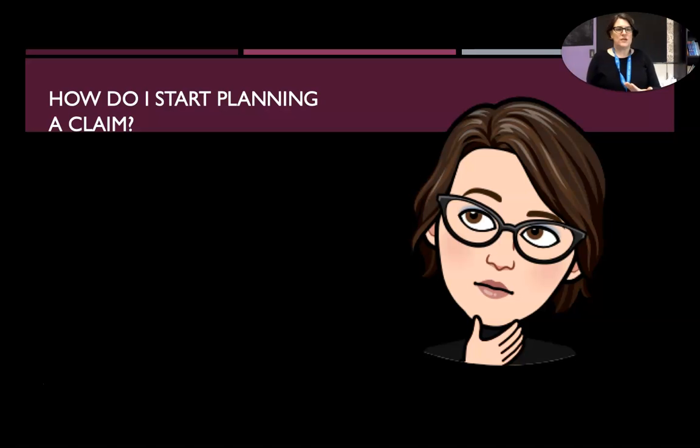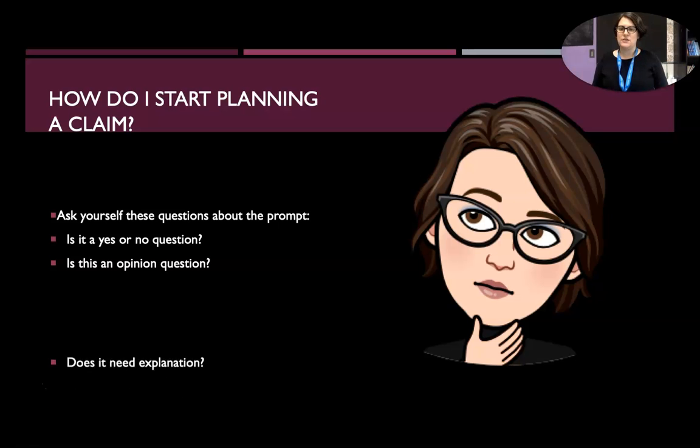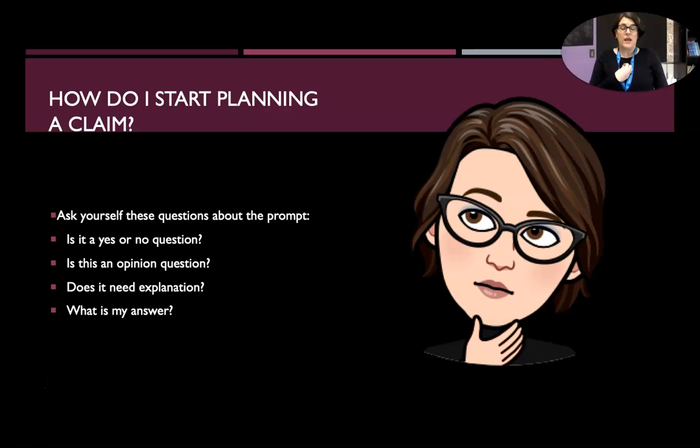So now that we know what's in a claim, how do I plan writing one? Well, you want to start by actually looking at the question or the prompt itself and trying to figure out, what is it asking me? Is it a yes/no question? Is there an opinion I need to have in here? Is it asking for that explanation? And then figuring out, okay, then what is my answer? That's our planning stage to figure out, what am I writing about?